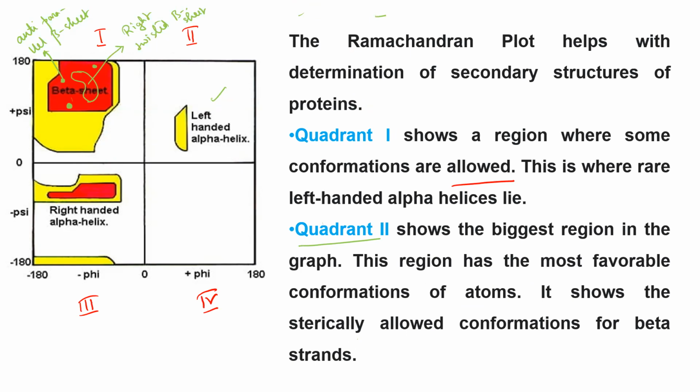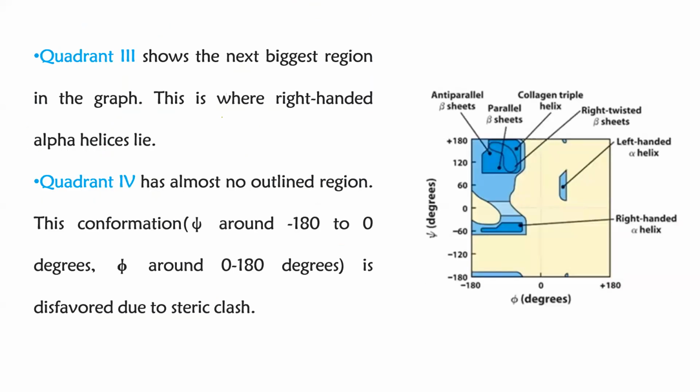Fine. Next, we'll go to the third quadrant. You can also see it here. The third quadrant shows the next biggest region in the graph. This is where right-handed alpha helices are found. So you'll have to remember each quadrant along with the particular types of structures found. So here you have the right-handed alpha helices.